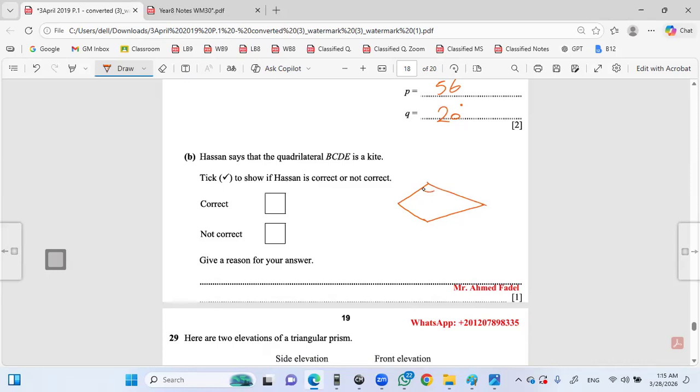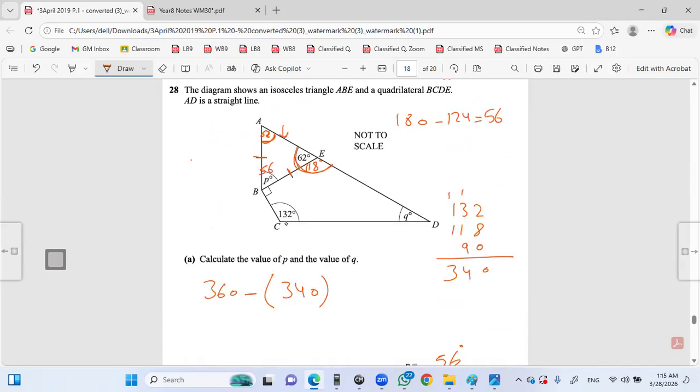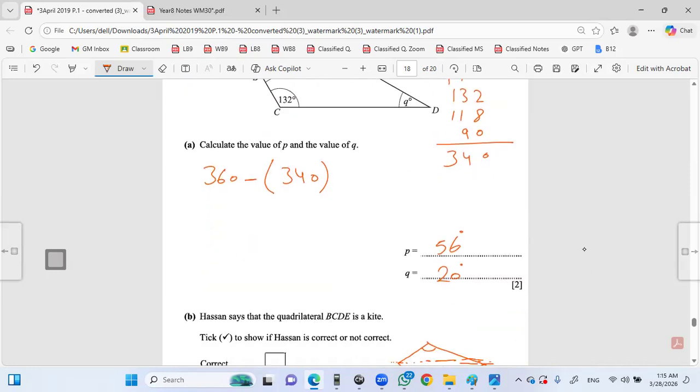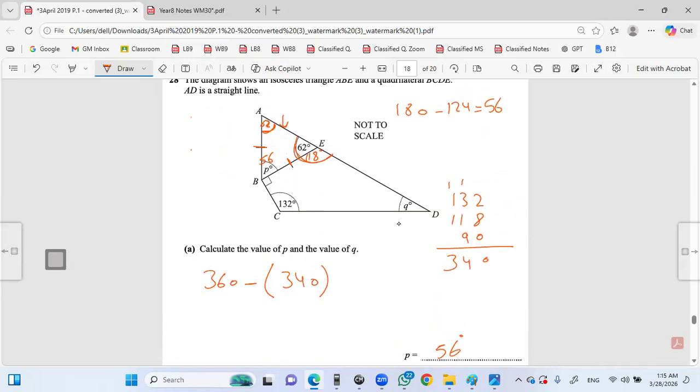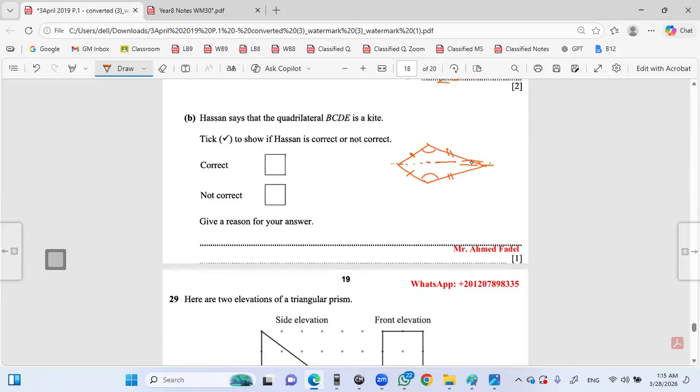In a kite, you've got two angles that are equal, which is not happening over here. You get one line of symmetry. Definitely, this is not an accurate kite. So you get one line of symmetry, which is also not there. I don't have two equal angles. I don't have a line of symmetry, and a kite also has two pairs of equal sides. This and this are equal. This and this are equal, which is also not happening there. So choose one of these three reasons and just write it over there.